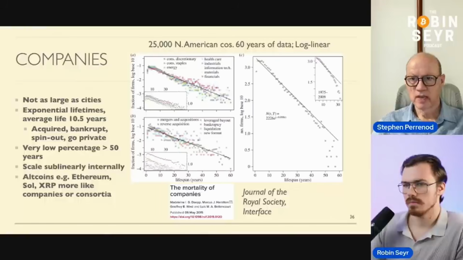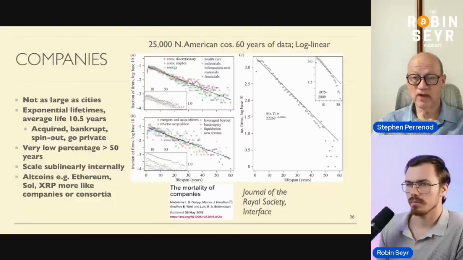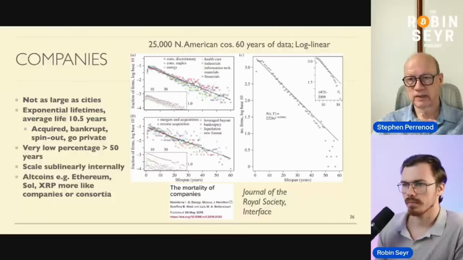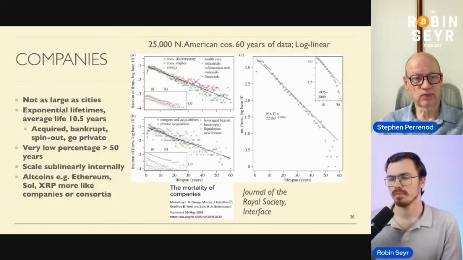So if we look at the right diagram, it runs from 3 down to 0. That's a factor of 1,000 because it's log base 10. And you can see how steep it's falling. And it's an exponential, it's compound annual decay. And the average lifespan that he found, exponential average life, is 10 and a half years.